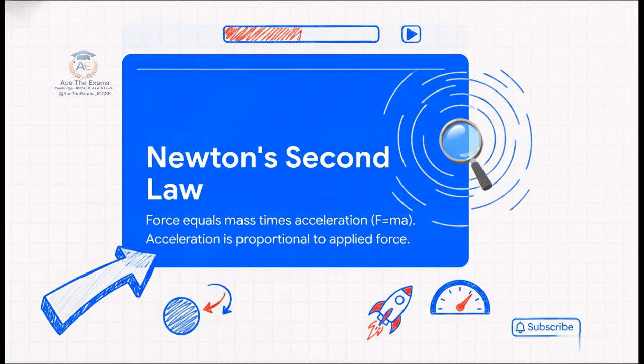The foundational equation here, the big one you absolutely must know, is Newton's second law. Force equals mass times acceleration, or F equals ma. This brilliant little equation tells us that acceleration is directly proportional to the applied force, provided the mass is kept constant. Conversely, if you flip it around, acceleration is inversely proportional to the mass, provided the force is constant. Bottom line, to change an object's state of motion, a force is always required. If an object is accelerating, there is a resultant force acting on it.